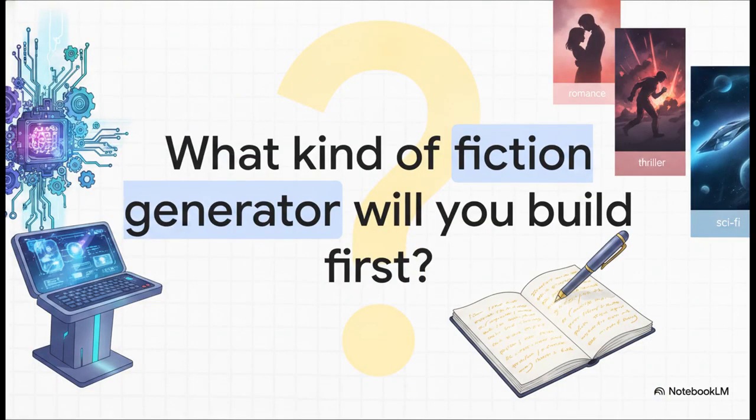So, you've got the whole blueprint now. You know exactly how to source the rights-free data, configure the hidden AI brain, and polish up the user interface. The only thing left to figure out is your specific niche. So, what kind of fiction generator are you going to build first? Is it going to be romance, a gritty thriller, maybe sci-fi? Take this step-by-step process, apply it today, and you'll seriously never have to stare at a blank page again.